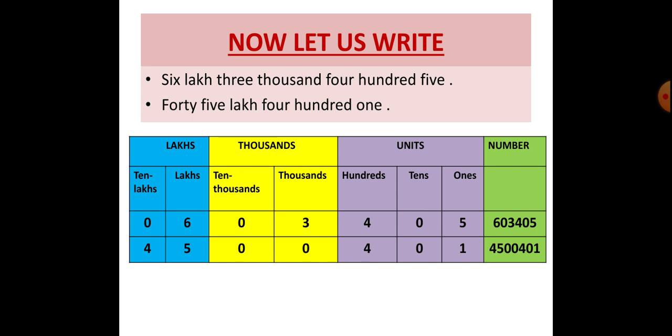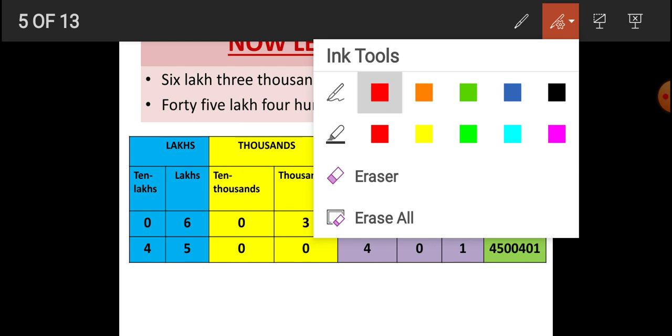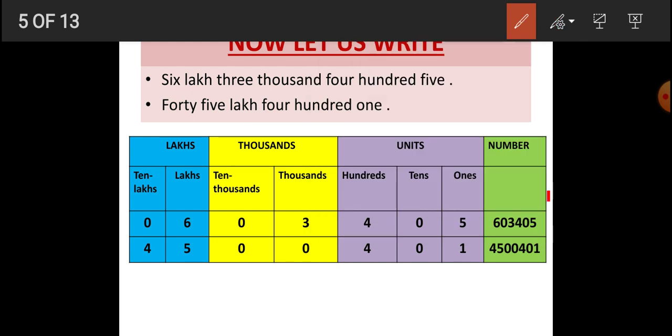Now let's write 6,03,405 and 45,401 in figures. After placing the digits in their correct place value, 6,03,405 in figures is written as 603405 and 45,401 is written as 4500401.